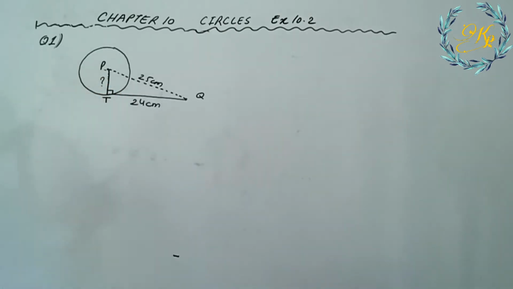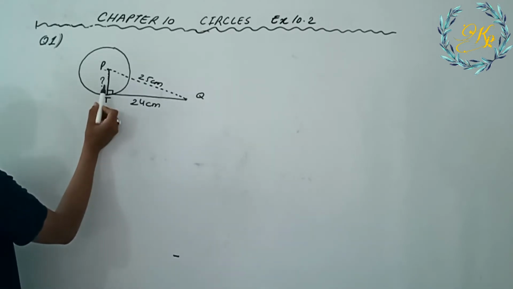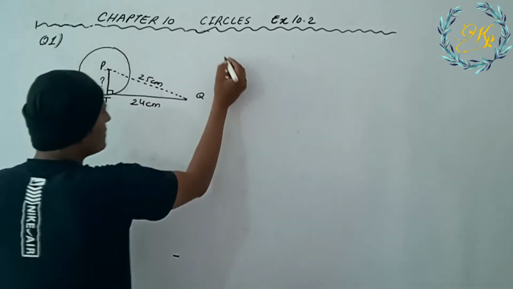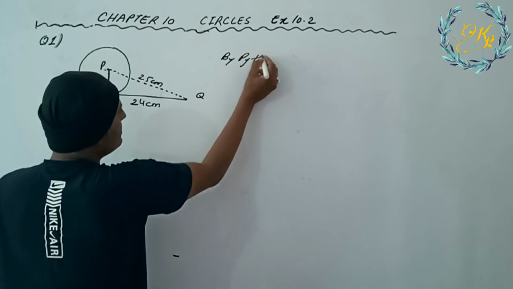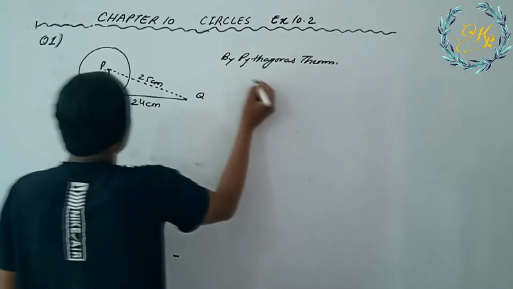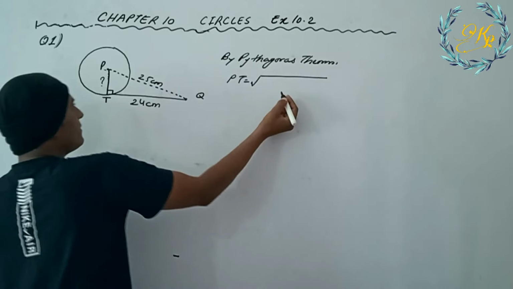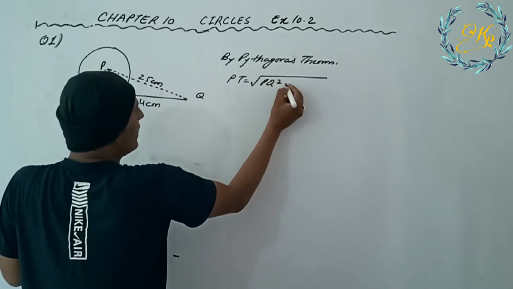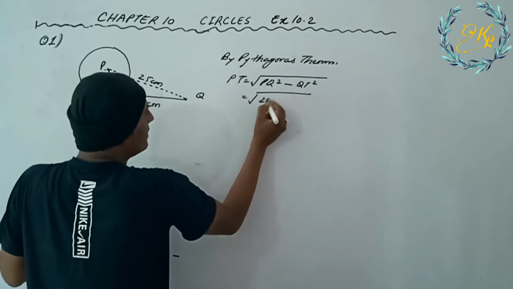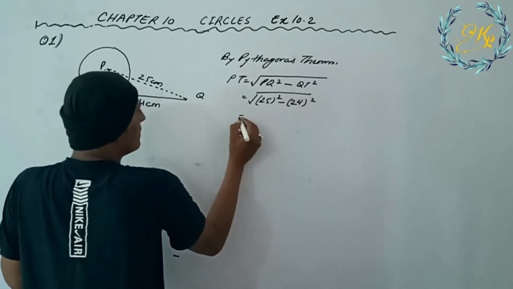Now according to Pythagoras theorem, we know that if we are supposed to find either the base or the altitude, we have to subtract the square of the other side from the square of the hypotenuse. So we'll write here, by Pythagoras theorem, let's take the side, PT is equal to under root of PQ square minus QT square. PQ square is 25 square minus 24 square.